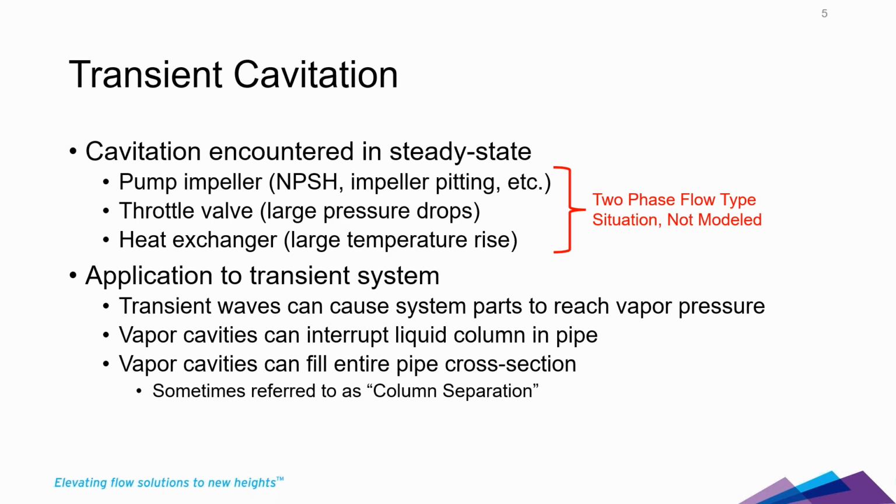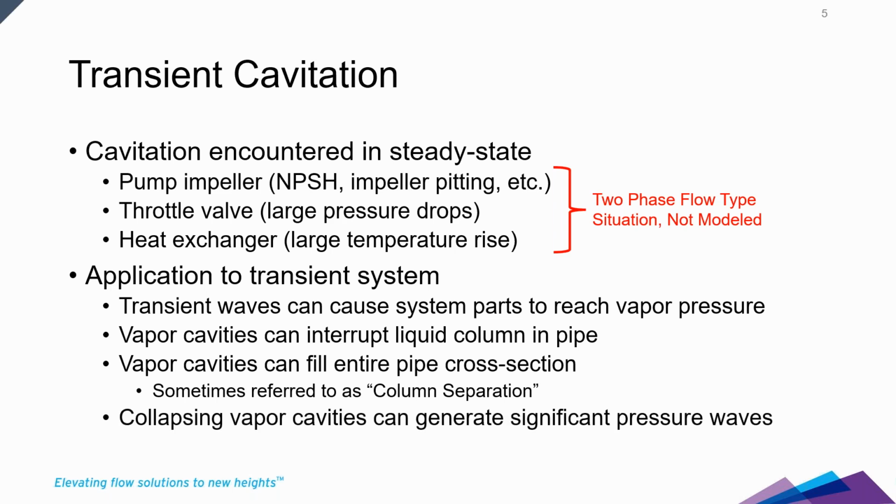So oftentimes we'll be asked, can AFT Impulse model liquid column separation? The answer is yes, to a certain extent, because column separation is wrapped up under the umbrella of just a more generalized term called transient cavitation. And then overall, when the vapor bubbles collapse, that's what's going to generate significant pressure waves throughout your system.